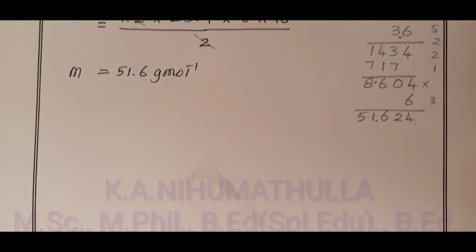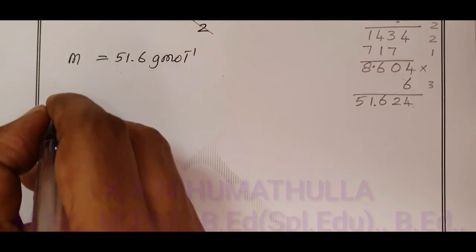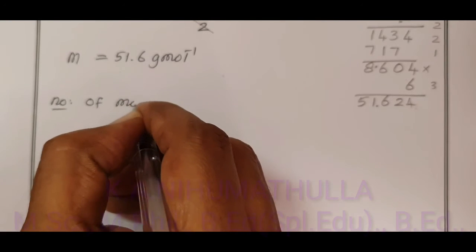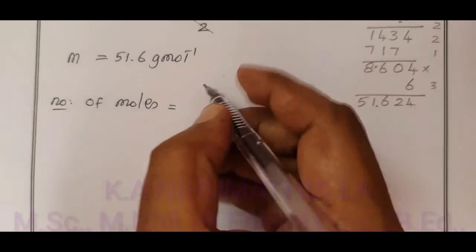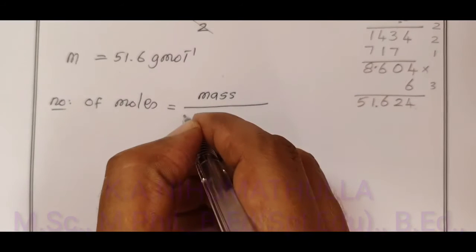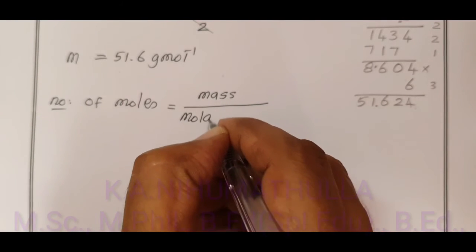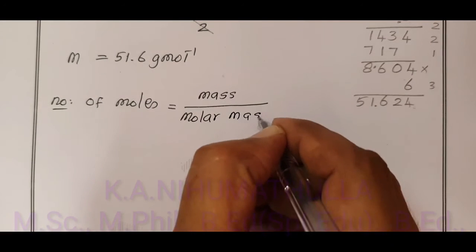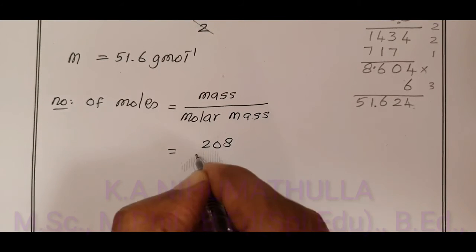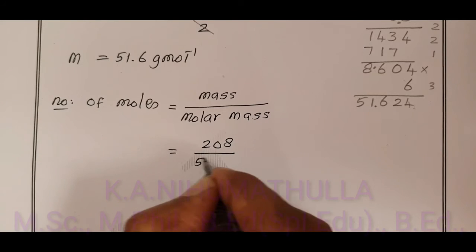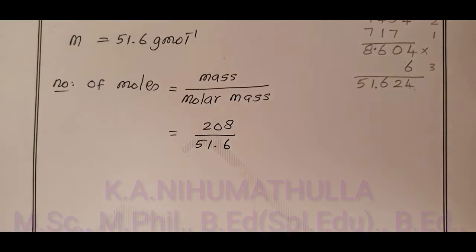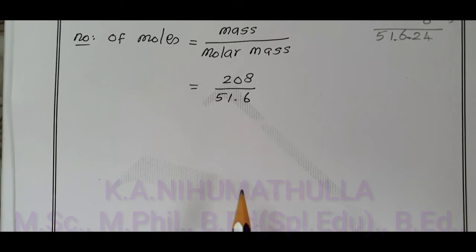Using this value, now we have to calculate the number of moles. Number of moles formula we know: number of moles equal to mass by molar mass. Mass is given in our problem, that is equal to 208 by 51.6. Now we are going to solve this.